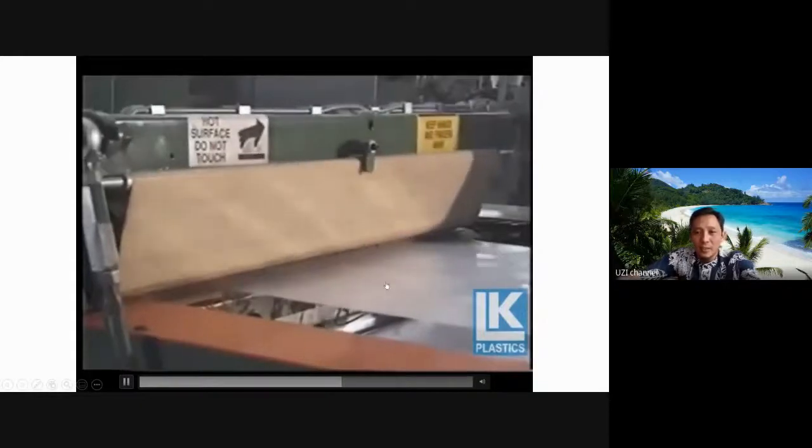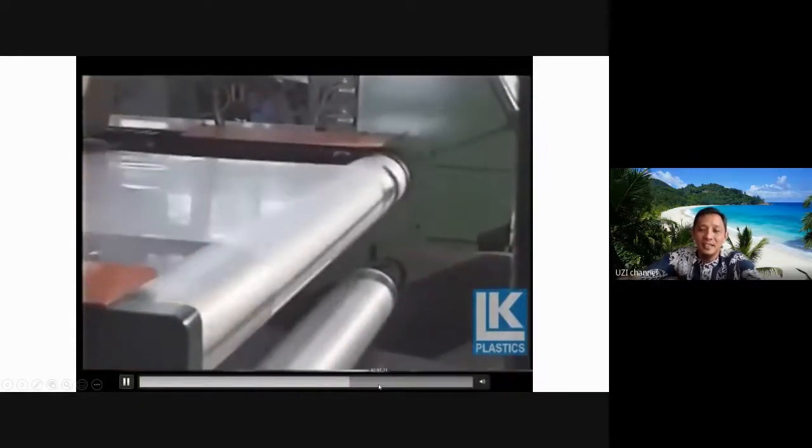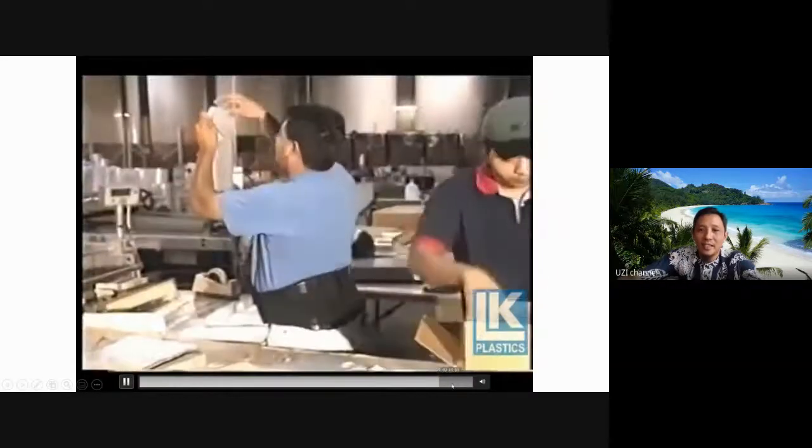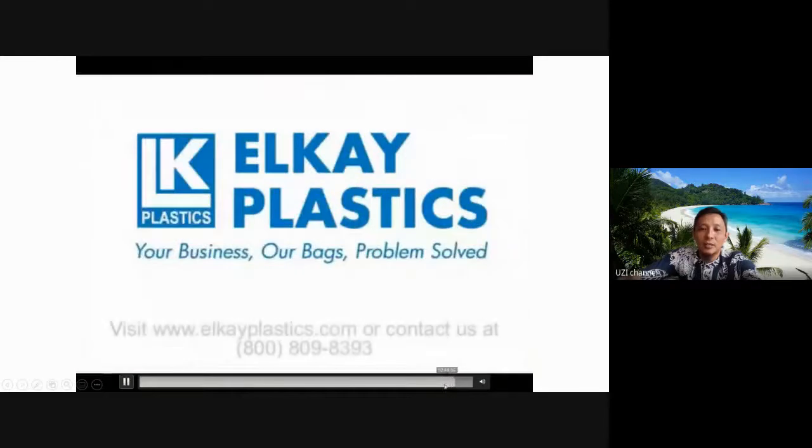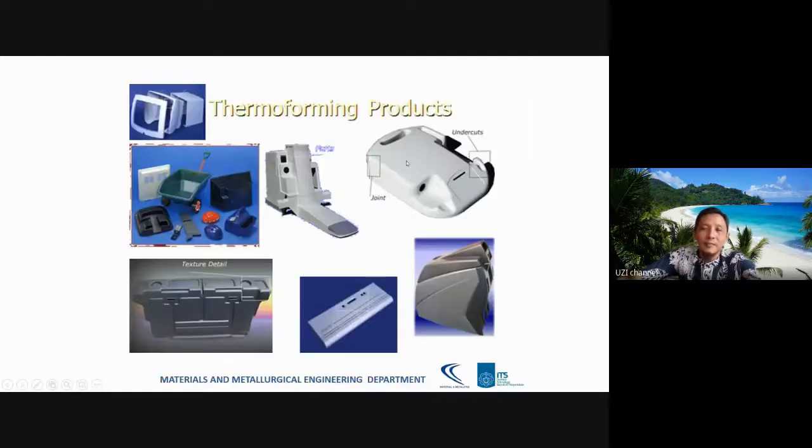On the top, the plastic will wrap, so the form becomes a sheet like this. Okay. And finally, the packaging like this after the quality control. Okay, let's see the next slide.